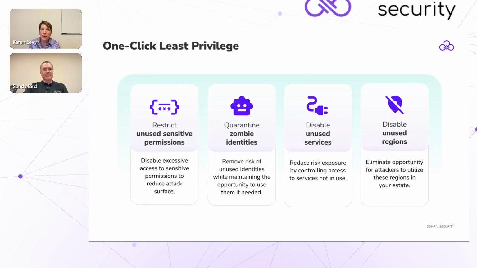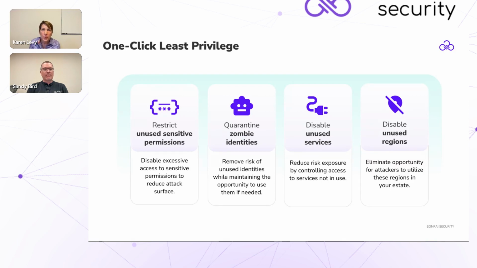Similar with disable unused services. AWS today, I think, has between 300 and 400 different services. We at Sonrai use AWS. I think our team uses between 20 and 25 services. So a huge number of services are completely unused here at Sonrai and many of the organizations we work with. And again, they're just leaving risk in the cloud.